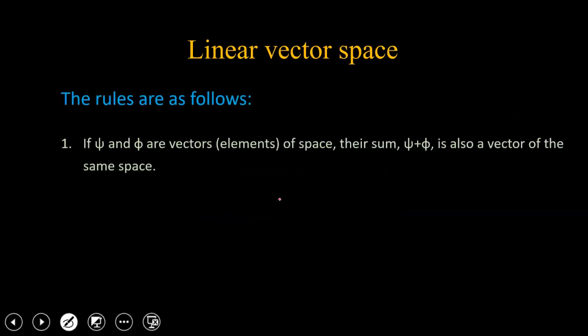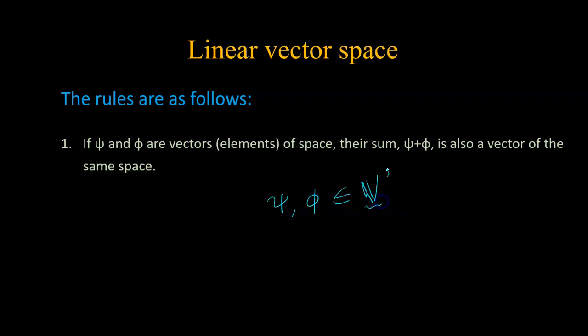The rules are as follows. If there are two vectors which belong to the same space, for example two vectors psi and phi which belong to some vector space V, then in order for V to be a vector space, psi plus phi must belong to this vector space V again. That means the addition of these two vectors must also belong to the same vector space. And there is not only this rule, there are other rules also.